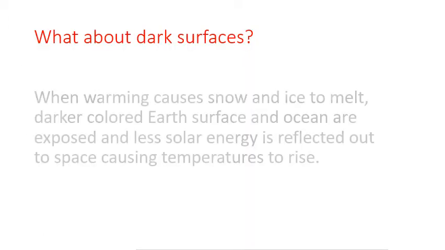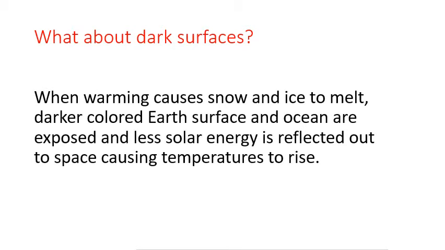Now what about dark surfaces? So let's imagine that the snow and the ice melts and you've got ground underneath, or you've got the ocean underneath, which are both very dark in color.